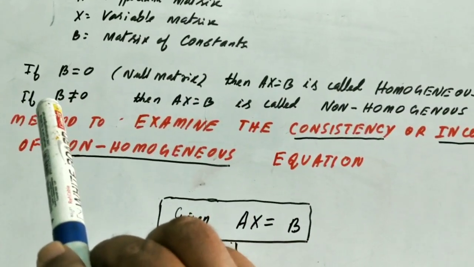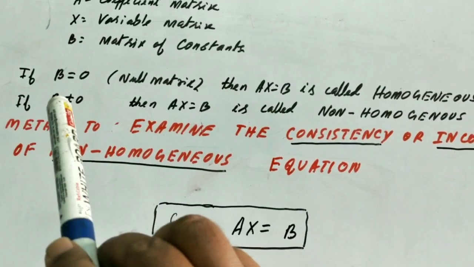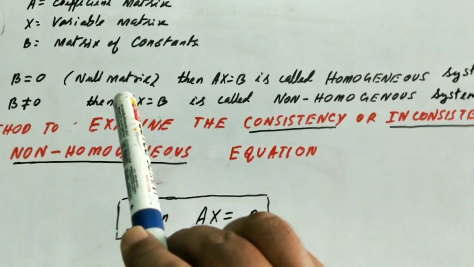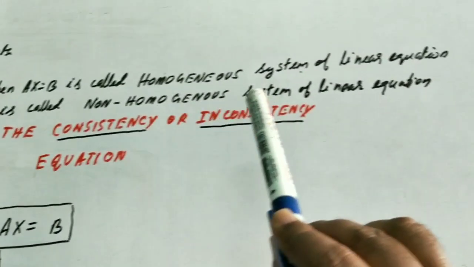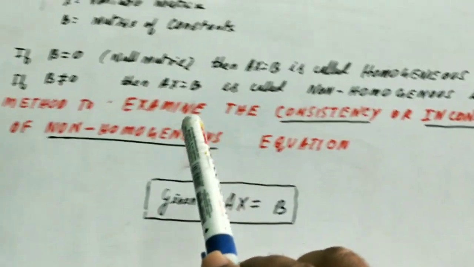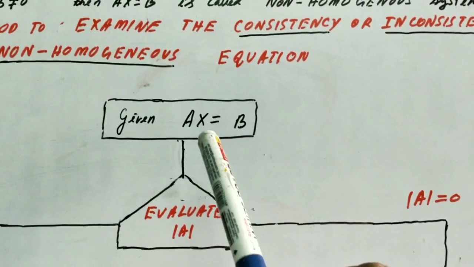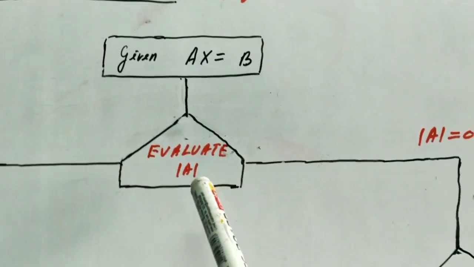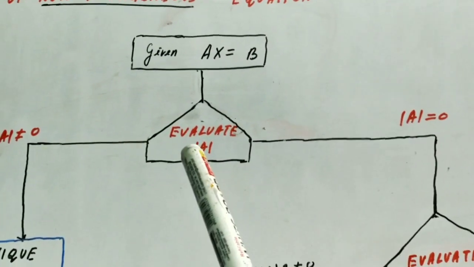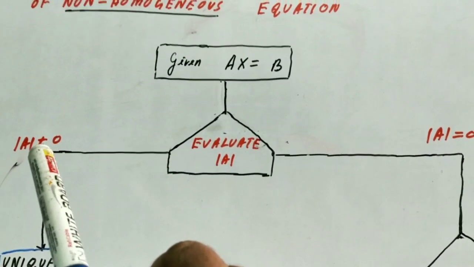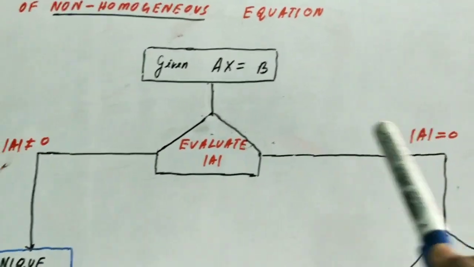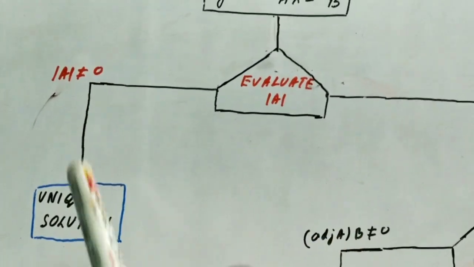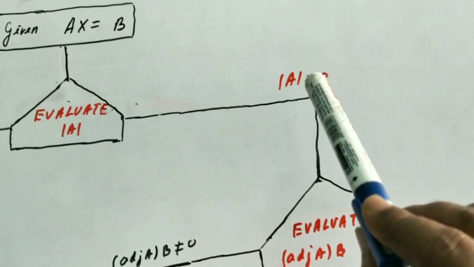In this we are going to do this one. If B is not equal to the null matrix, then AX = B is called non-homogeneous system of linear equations. So we have this. First we have to calculate determinant of A. We are going to have two options. Either it is not equal to 0 or it is equal to 0. This we did in the previous video and assignment, unique solution. In this video assignment we will do this.